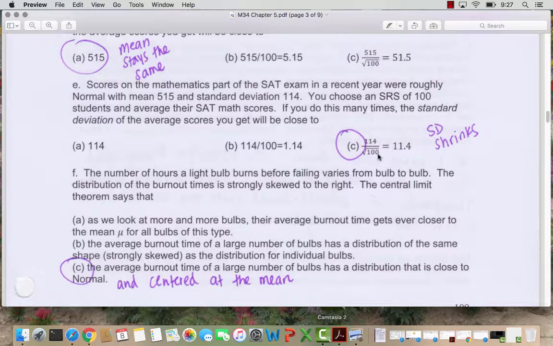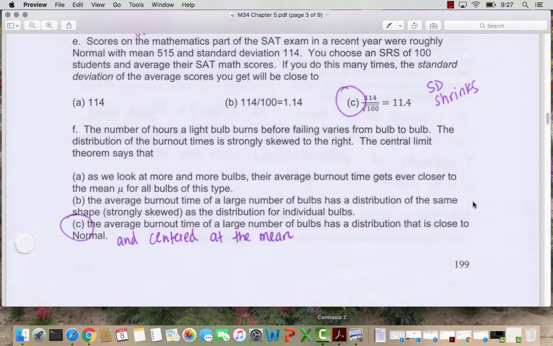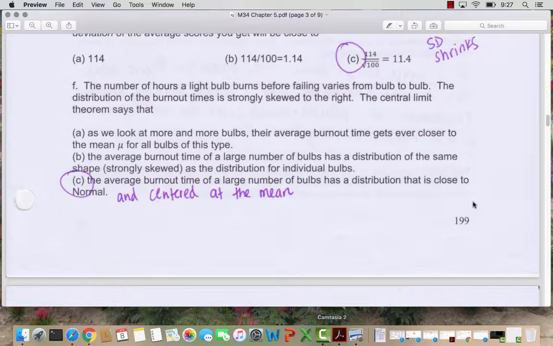Question F is about a light bulb. And we're told that the distribution of the burnout times is strongly skewed to the right, meaning a few light bulbs last a long time, but most light bulbs burn around the average amount. So the central limit theorem says what? Well, answer choice C is the most clear explanation of the central limit theorem. It's telling us the average burnout time of a large number of bulbs has a distribution that is close to normal, and then I added it's also going to be centered at the mean.